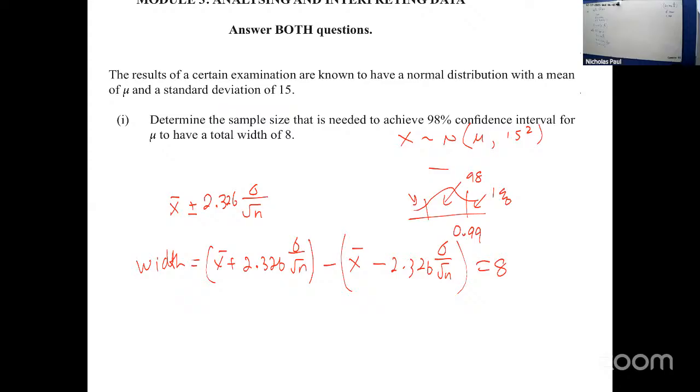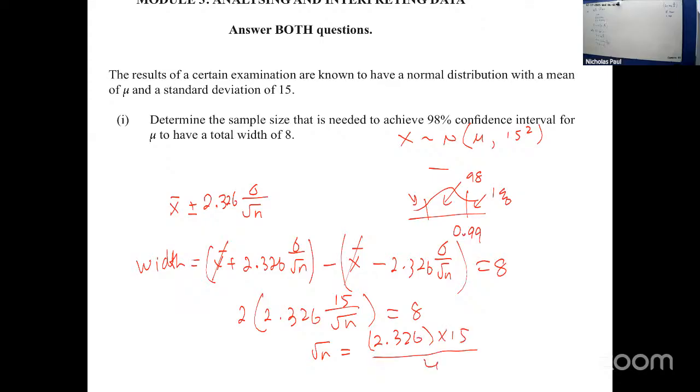Right, so you might recognize X bar cancelled and you'll get 2 by 2.326 by 15 over the square root of n is equal to 8. Right? The sigma those cancel over. So divide both sides by 2, and I got root n to be 2.326 multiplied by 15 all over 4. And then square both sides.